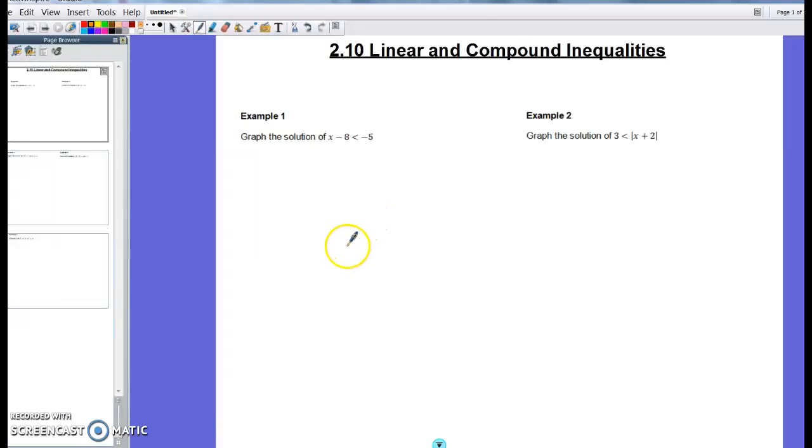Hey everyone, today we are going to review linear and compound inequalities. This is stuff we did way back in first semester.